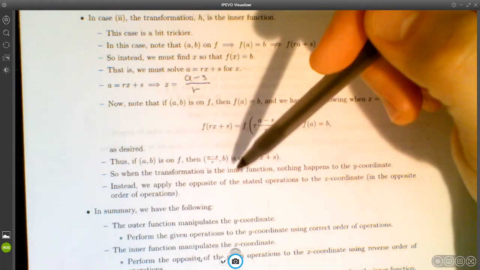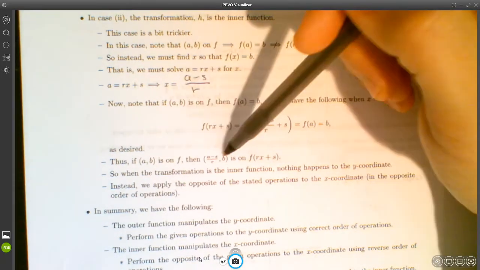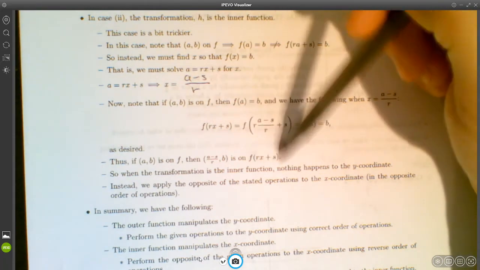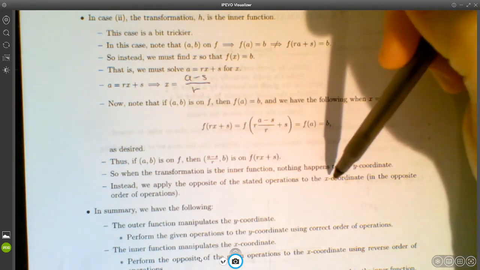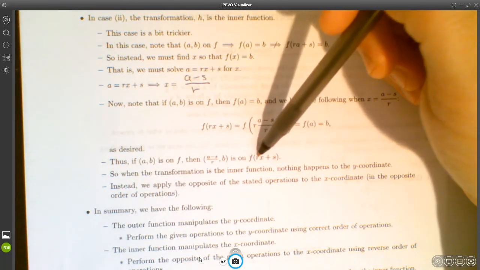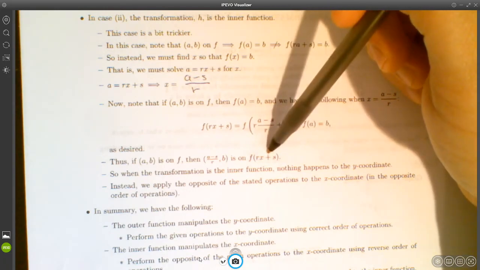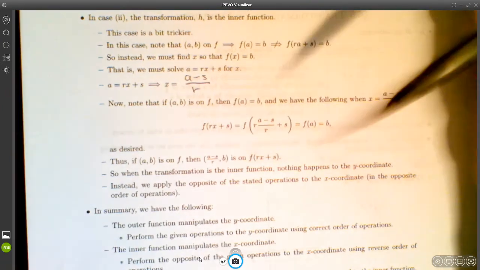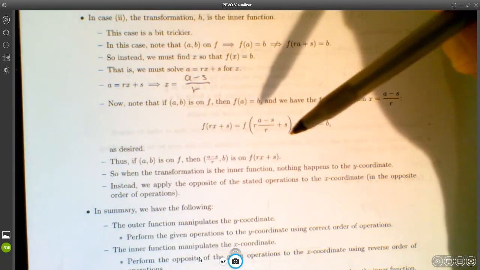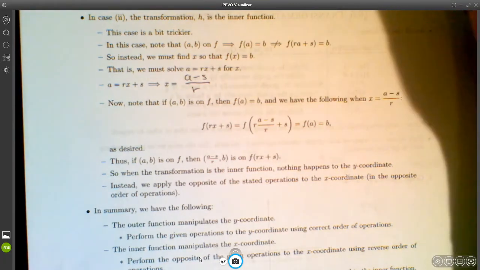So when the transformation is the inner function, nothing happens to the y-coordinate, right? So note that the y-coordinate remains the same. But what does happen is that we apply not the transformation, but the opposite of the transformation to the x-coordinate, right? So on the inside, we're multiplying by r and then adding s. But the way that we actually end up applying that transformation is we subtract s and then divide by r. So we apply the opposite of the stated operation in the opposite order of operations, and this is the reason for that. Okay.